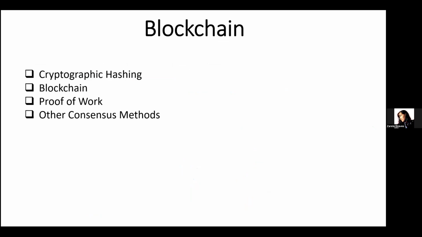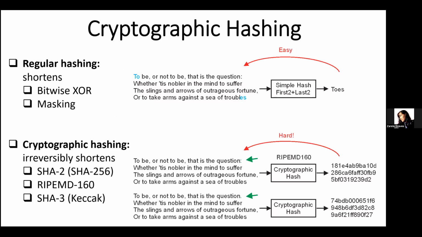Okay, so now let's talk about a key technology behind most of these cryptocurrencies. Not all, like IOTA is an example that doesn't have a blockchain. But blockchain is a key technology behind most cryptocurrencies. And to understand blockchain, you have to understand cryptographic hashing.